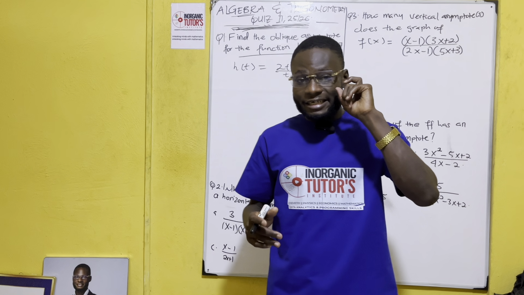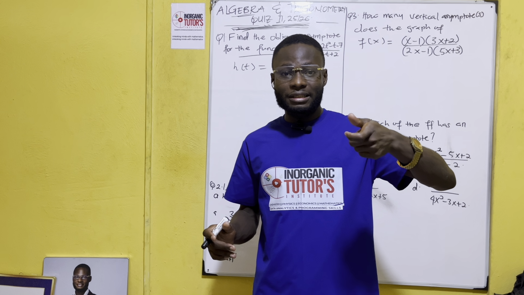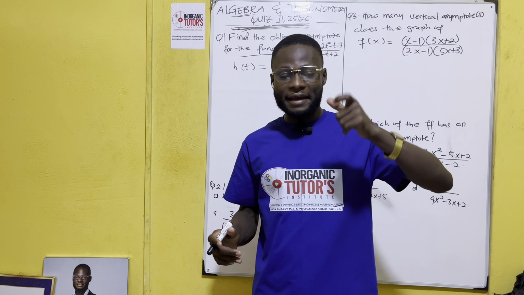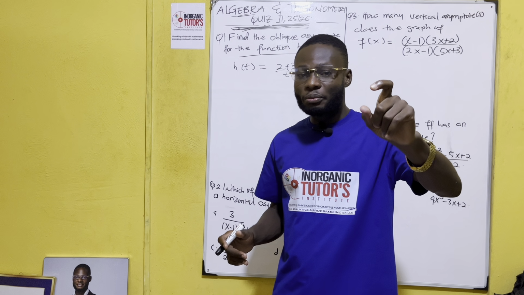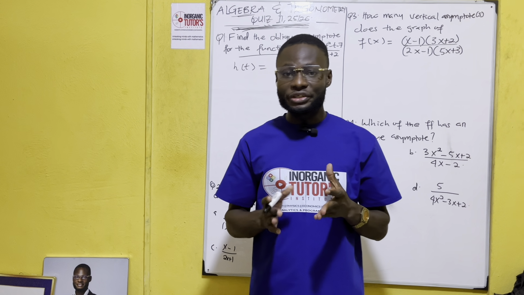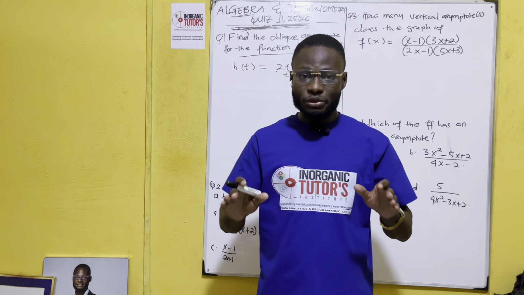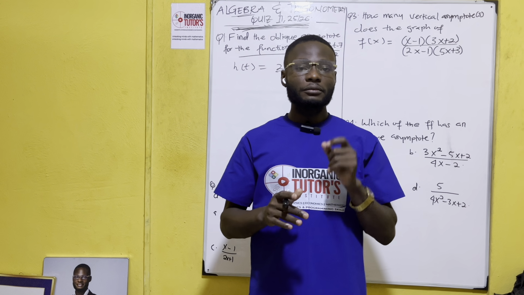Thirdly, the third condition is if the degree of the numerator is greater than the degree of the denominator, then there is no horizontal asymptote.